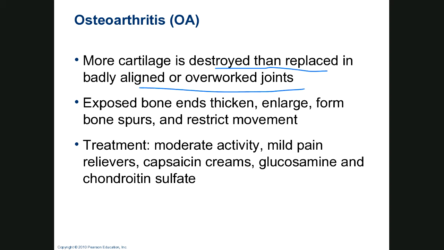Now, when we have poor alignment in a joint, it causes arthritis, and in animals we actually select for perfect alignment in joints, but we don't tend to do that in humans. You end up getting bone spurs, restrictions, the ends of the bones enlarge. Treatment: just stopping activity makes arthritis worse. Pain relievers, capsaicin creams, glucosamine, chondroitin sulfate are examples.